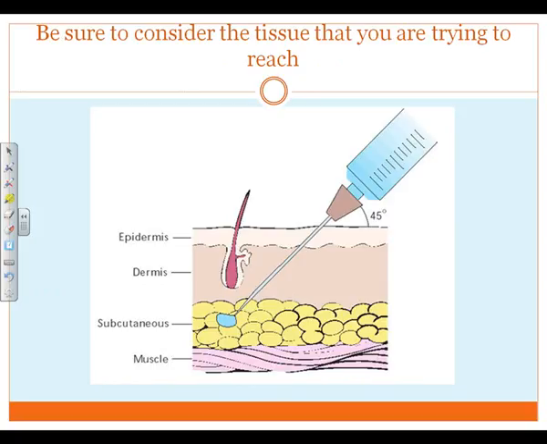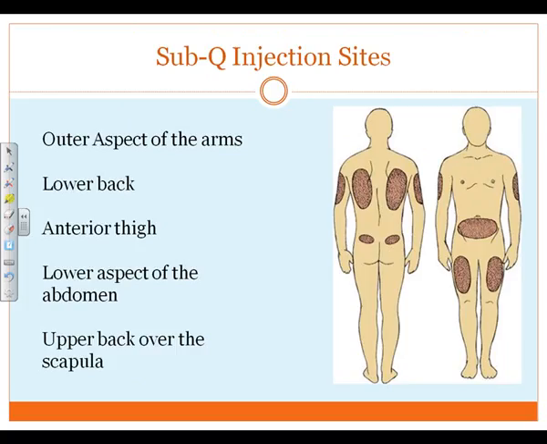That's just another picture, shows you the 45 degree angle. Okay, here are your sites for your sub-Q injection. The outer aspect of the arm, back here, in the back. Not up here, because this is a muscle, back here in the back. The outer aspect of the arm.